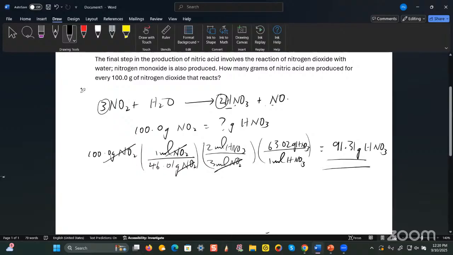Any questions about this? So this is a typical stoichiometric type problem. And again, let me stress, before you do anything else when it comes to these problems, you have to make sure that you have a balanced equation. All right? Okay, any questions about this?